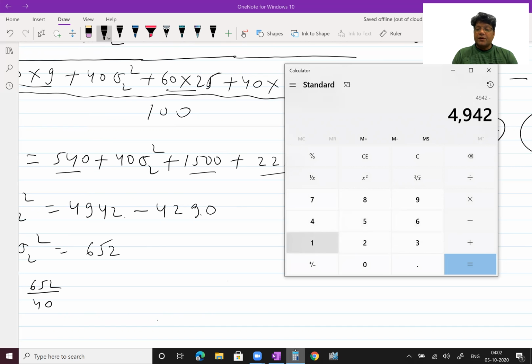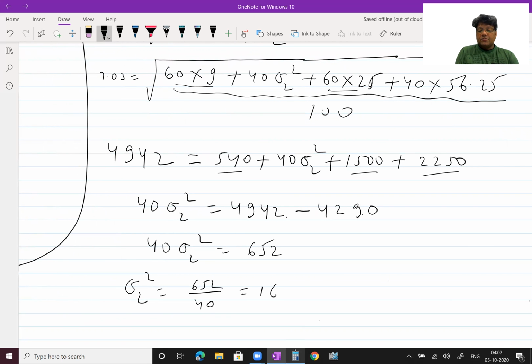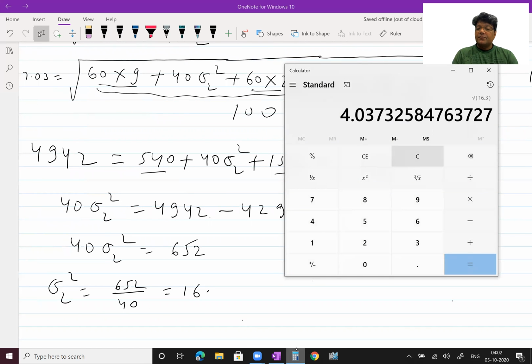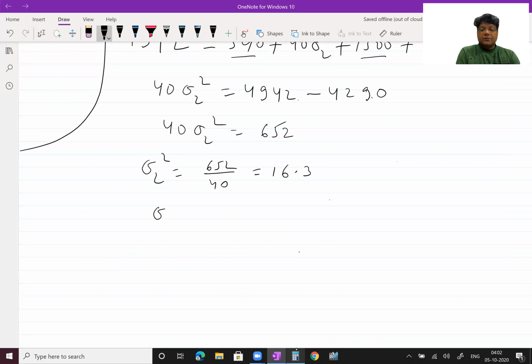4942 minus 4290 is equal to 652. 652 divided by 40 is equal to 16.3. And the root of that is 4.03. So sigma 2 is equal to 4.03.